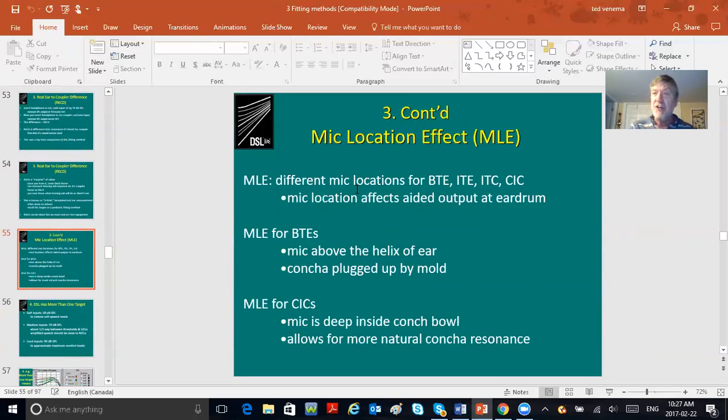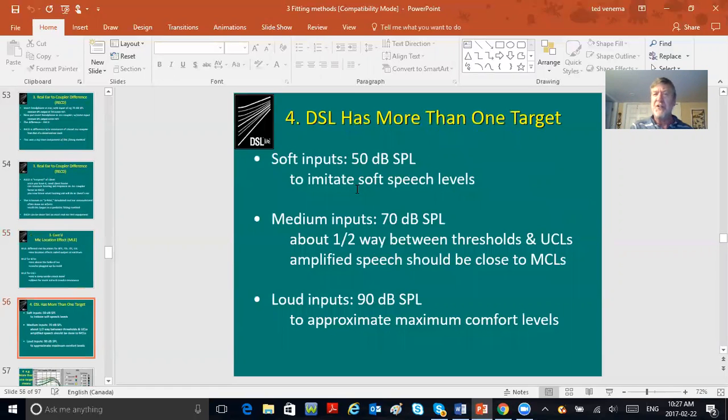Mic location effect. Remember, where's the location of the mic? Is it in a CIC, which is buried inside the concha, which gets the added advantage of the resonance of the concha bowl? Or is it a RIC, where the mic is on top and doesn't get the benefit of the added concha bowl resonance? So with all of these things, DSL had a real persnickety hankering for accuracy. It was big time on the accuracy front.